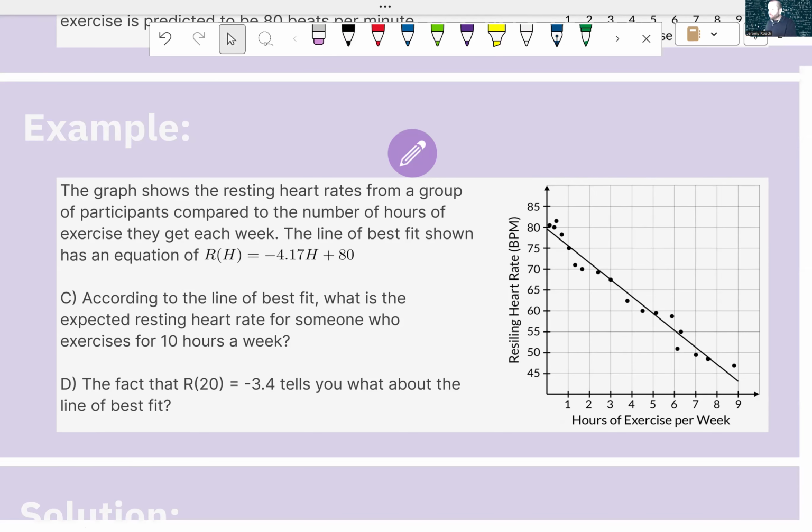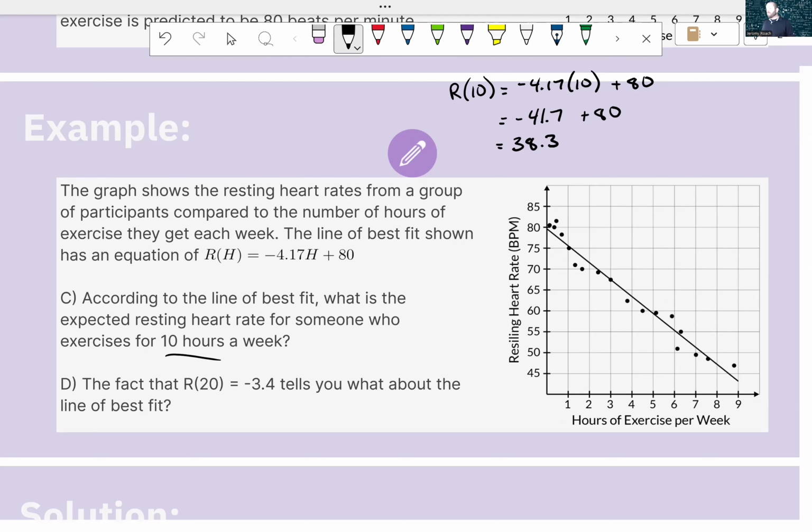So for 10 hours per week, that's when H equals 10 or when X equals 10. And we know R of H, that's the function. So we would just write R of 10 equals negative 4.17, plug in 10 for H, and then plus 80. That's going to be 41.7 plus 80. And we're going to get a decimal answer of 38.3. And so that's the theoretical resting heart rate for somebody who exercises 10 hours a week.